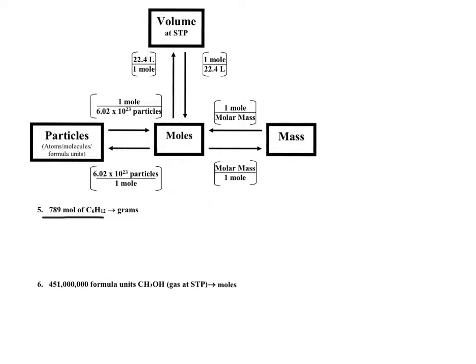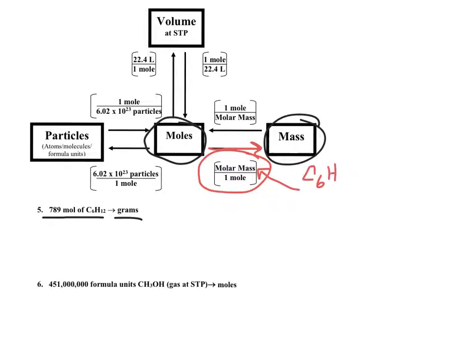I'm starting with 789 moles of C6H12, okay? So that's moles, and I'm headed to grams, which is Mass Island, which means if I can turn to red here, I'm going to take this bridge from moles to mass and use this conversion factor. Now heads up. Molar mass is there, which means I need to figure out the mass off the periodic table for all 6 carbons and 12 hydrogens.